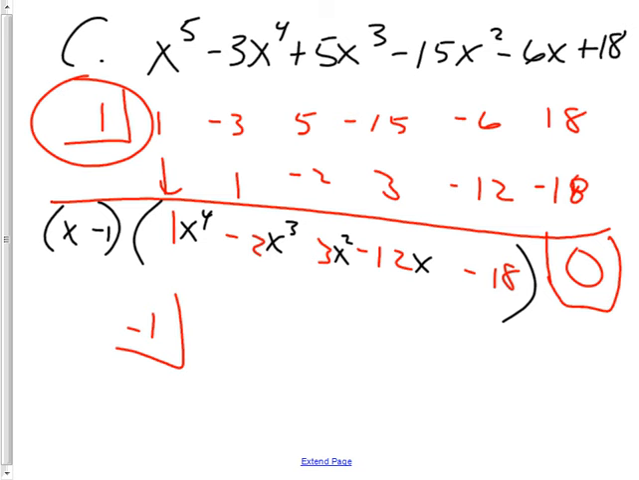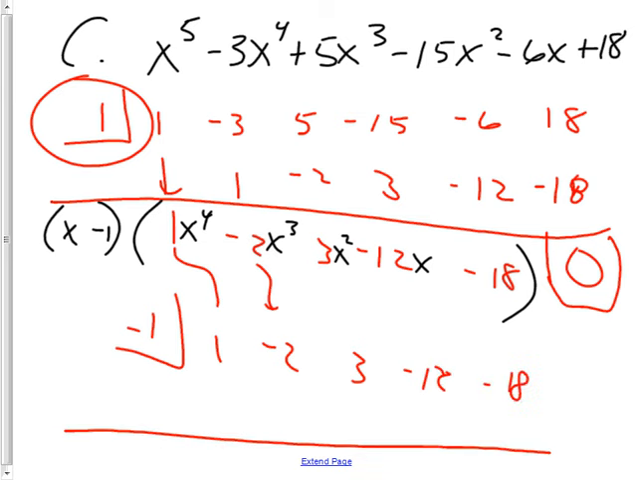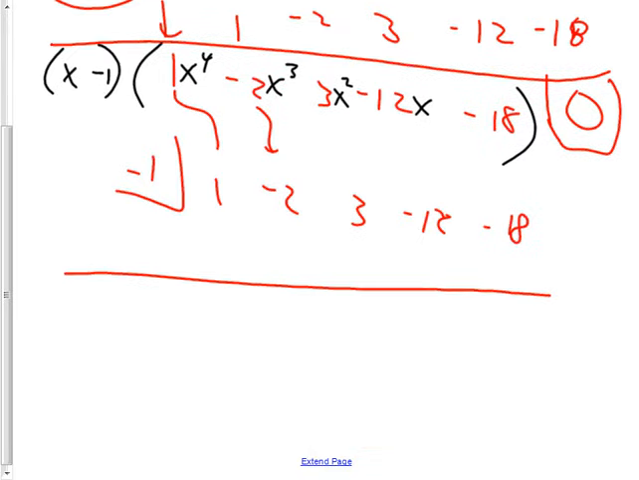So now I'm going to do synthetic on this. 1 goes here, the -2 goes here, 3, -12, -18. Draw the line. If you haven't already, please do that now. And then I think you can divide and conquer.